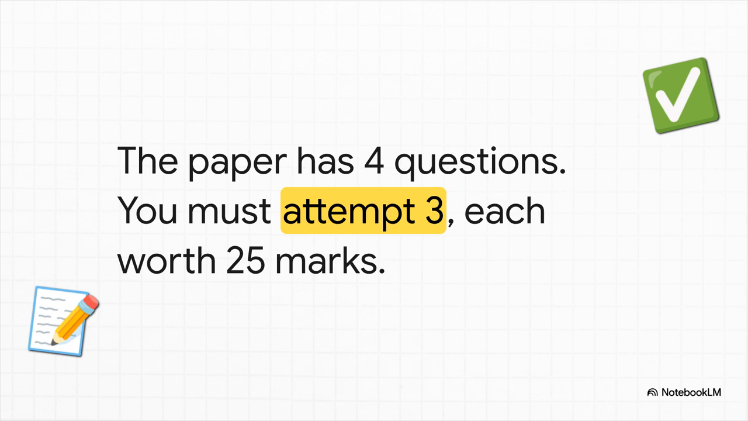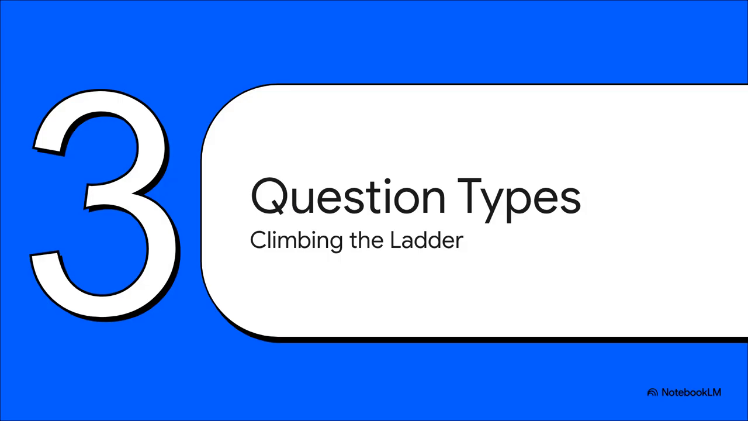You get a choice. The paper throws 4 questions at you, but you only have to attempt 3. And the best part? Each of these 25-mark questions follows the exact same predictable pattern. No curveballs, no surprises. If you figure out the formula for one question, you've basically unlocked the formula for the entire exam. Which brings us perfectly to Section 3, mastering the question types.